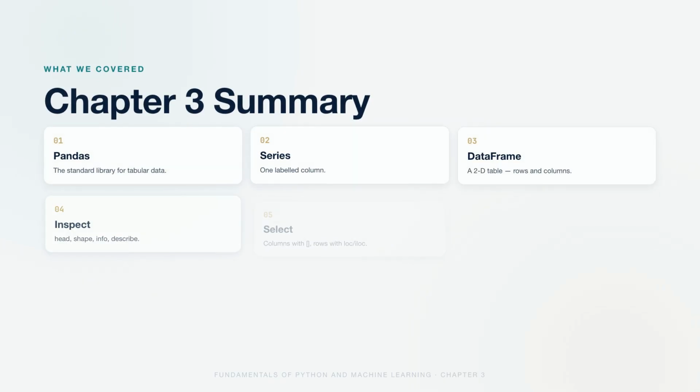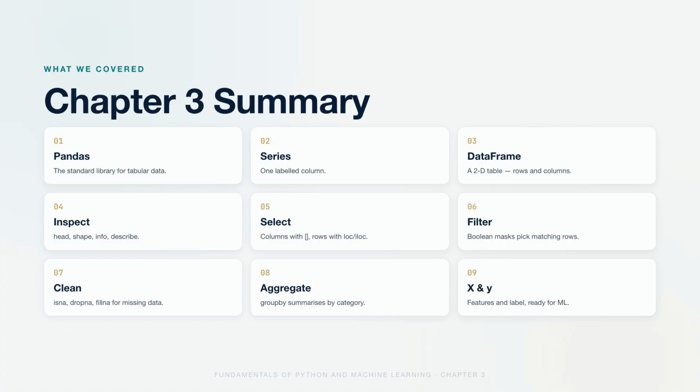Let's summarize what we covered in Chapter 3. Pandas is a Python library used for data manipulation and analysis. A series is a one-dimensional labeled data structure. A data frame is a two-dimensional table with rows and columns. We can create data frames from dictionaries or load them from data files. We can inspect data frames using commands such as head, shape, columns, info, and describe. We can select columns, select rows, filter records, create new columns, handle missing values, sort data, and group records.